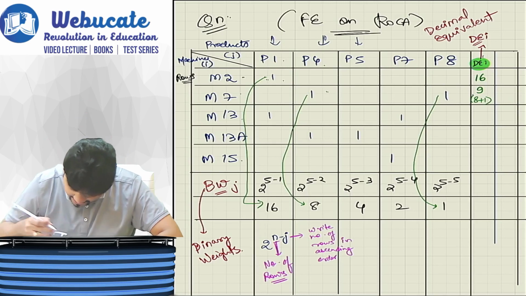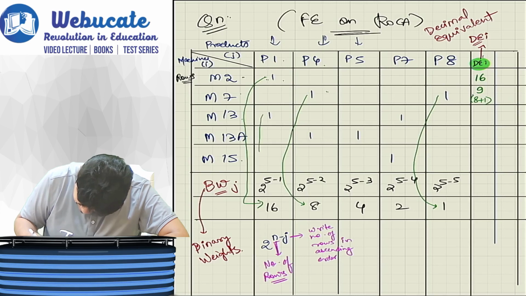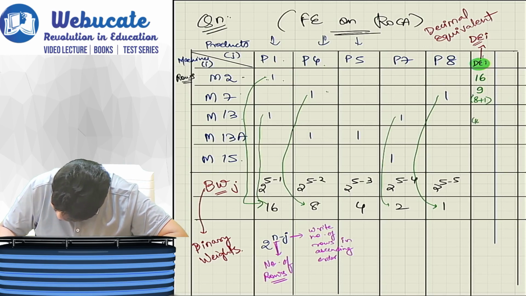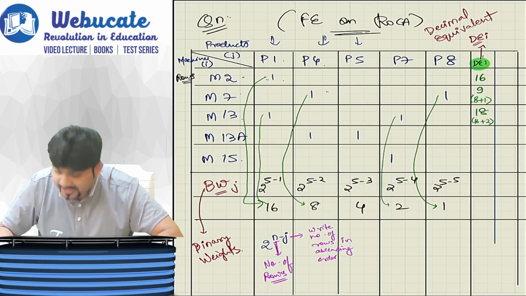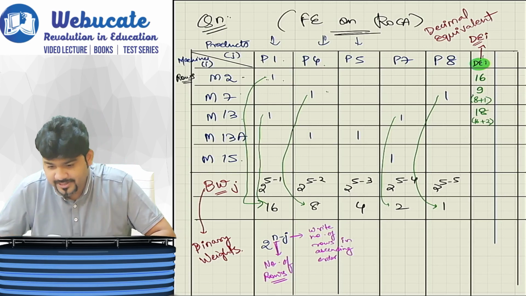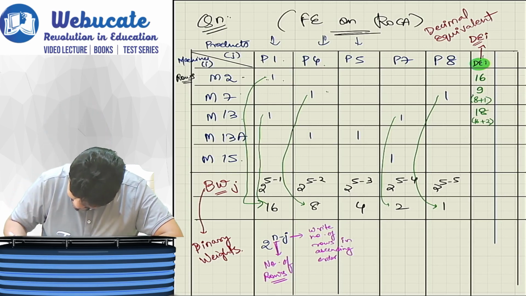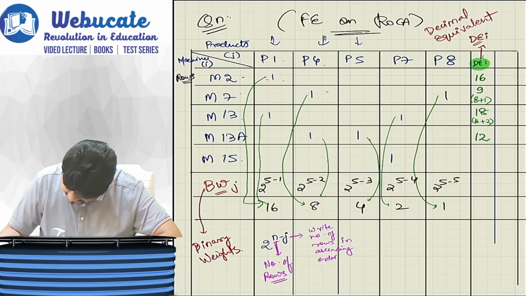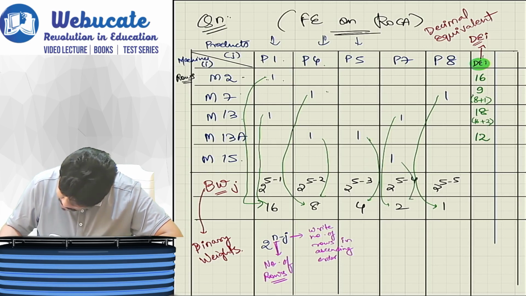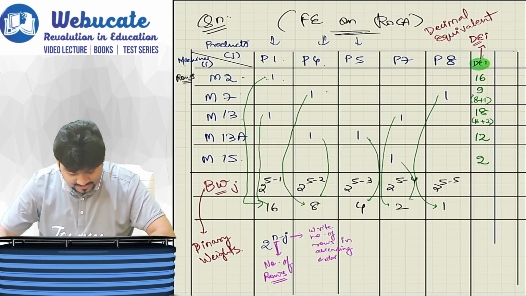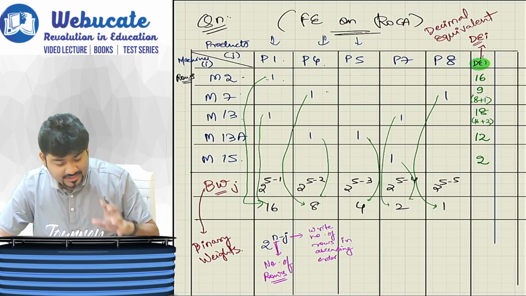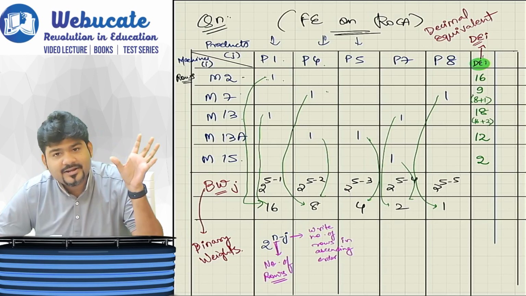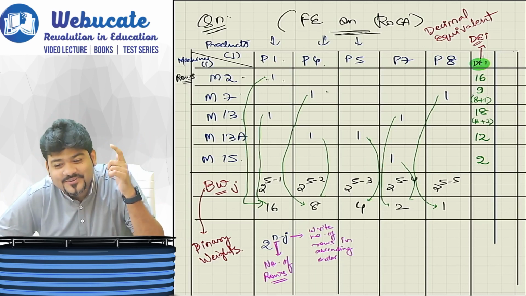M13. P1 is there, which is 16, and P7 is there, which is 2. So 16 plus 2, 18. Then M13A is there, 8 plus 4, 12. M15, 2. Are we understanding? So this is your DEI, decimal equivalent. Are we clear?